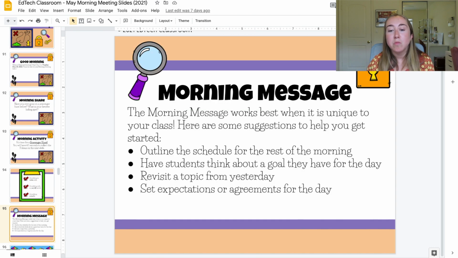Then lastly, we have the morning message. The morning message recommendation here is the same as the previous day. You could outline the schedule for the rest of the morning. You could have students think about a goal that they have for the day. You could revisit a topic from yesterday, or you could set expectations or agreements for the day.